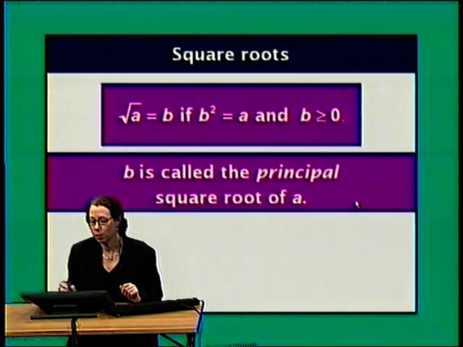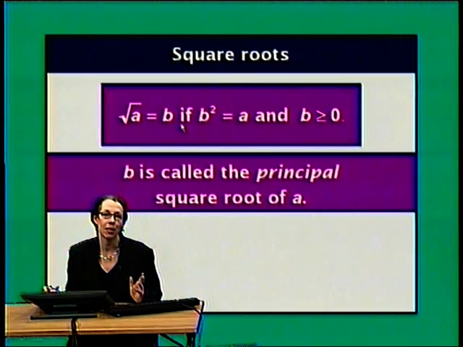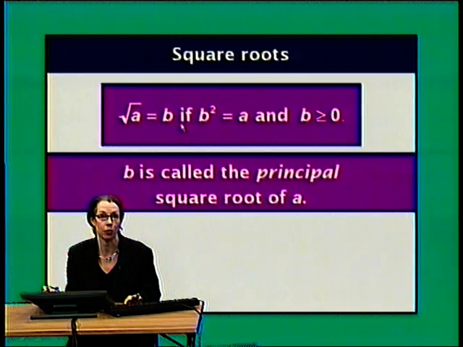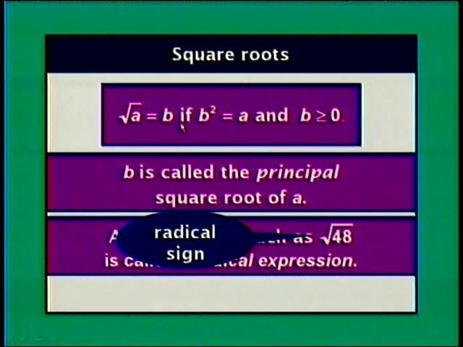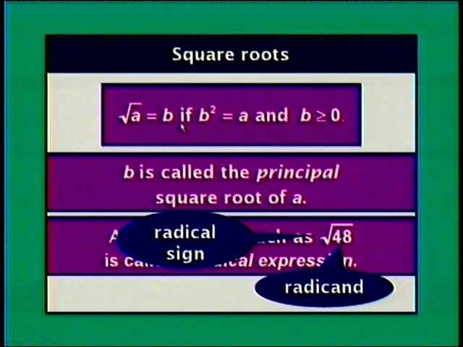So this number b is called the principal square root of a. So when we said the square root of 36 equals 6, this is the principal square root, even though when we square negative 6, we also got positive 36. An expression such as the square root of 48 is called a radical expression. We could have a number under the radical sign or even an algebraic expression under the radical sign. Again, here's our radical sign. The expression under the radical sign is called the radicand.